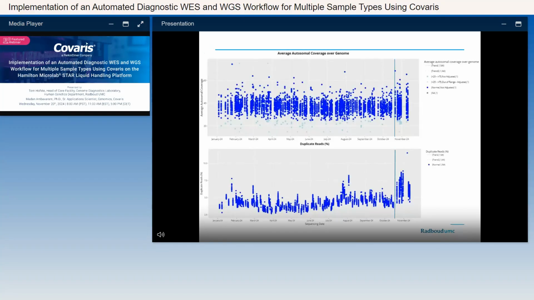When we focus a little bit more on the quality metrics of sequencing, we look at the coverage of the genome. The lower part, below light blue, is below 25x coverage, and we see it's quite stable. If you look at the duplicate reads, you see after the vertical line, the implementation of the NovaSeq X, a slight increase in duplicate reads, and that's more or less sequencer dependent.